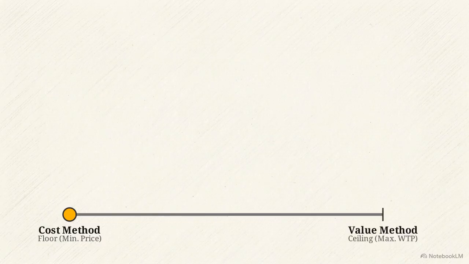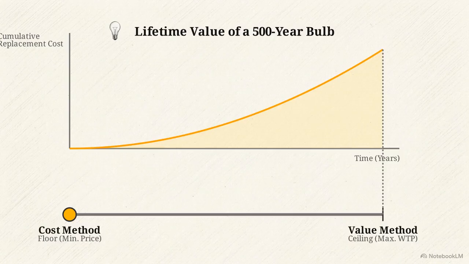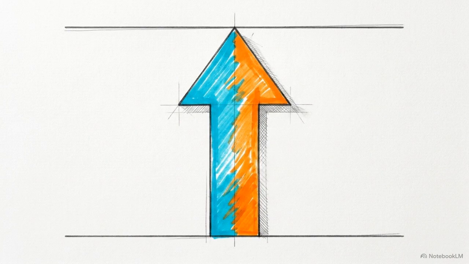To calculate that value-based price, you figure out the total amount a consumer would spend replacing regular bulbs over their lifetime. You set your price just below that total to give them a financial incentive to switch. For novel inventions, the value-based ceiling dictates the price. The cost of production serves only as a survival floor.